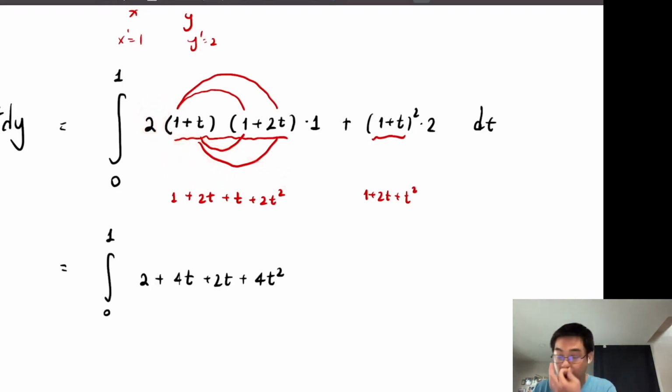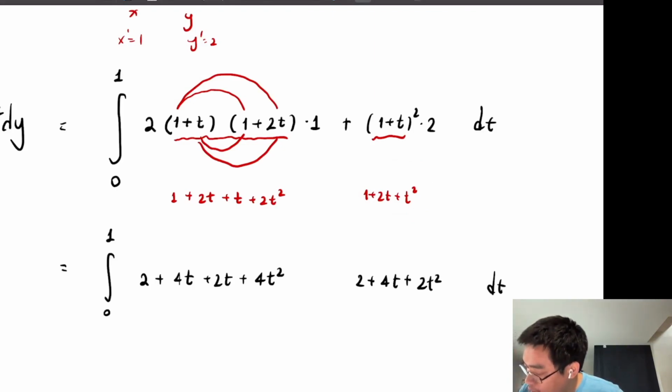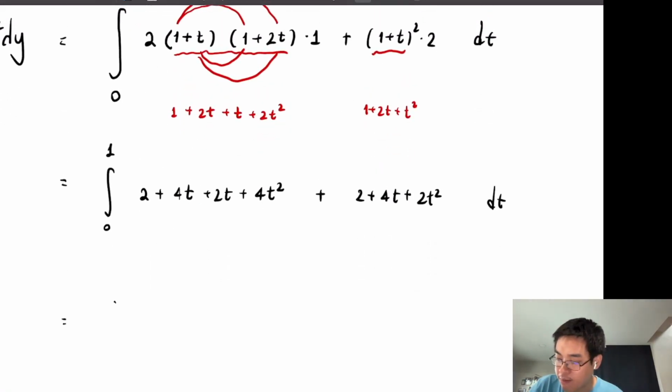Okay, and for the latter part, you multiply by 2 to all of this. So you get 2 plus 4t plus 2t squared, everything dt, and then we have a plus sign at the end. Okay, I'll do one more step and leave the in-between computation for you to do by yourself, and I'll just tell you the answer.